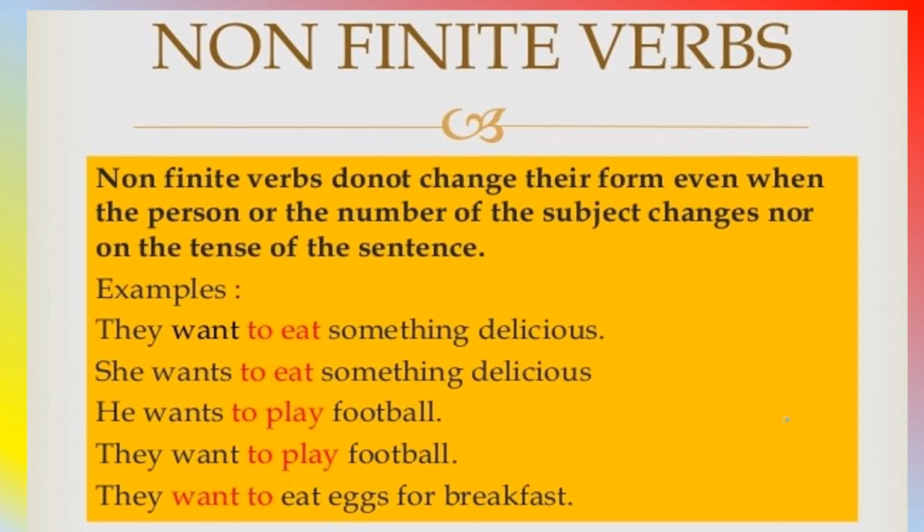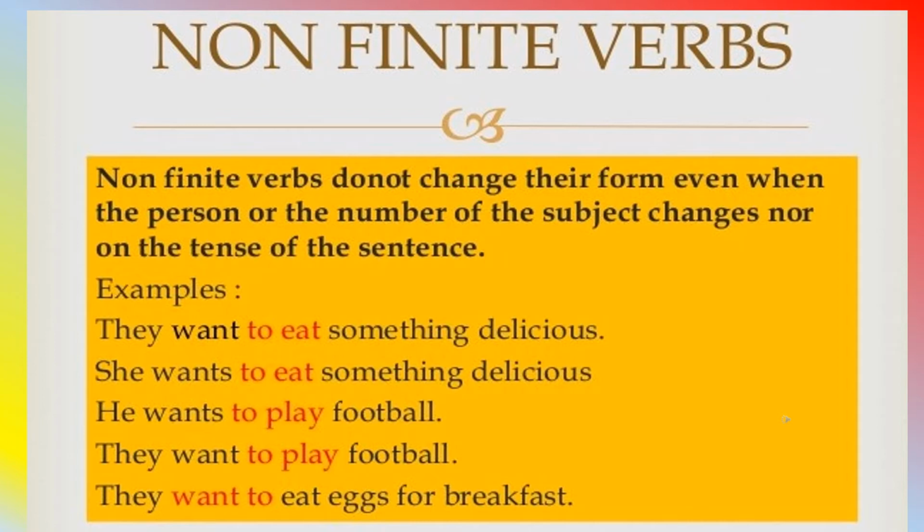Non-finite verbs do not change their form even when the person or the number of the subject changes, nor on the tense of the sentence. For example, they want to eat something delicious. She wants to eat something delicious. Here in the first sentence, they is a plural subject. In the second sentence, she is a singular subject.